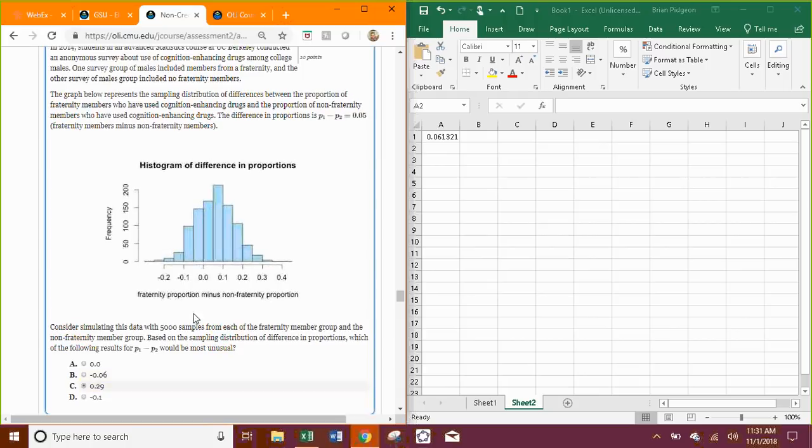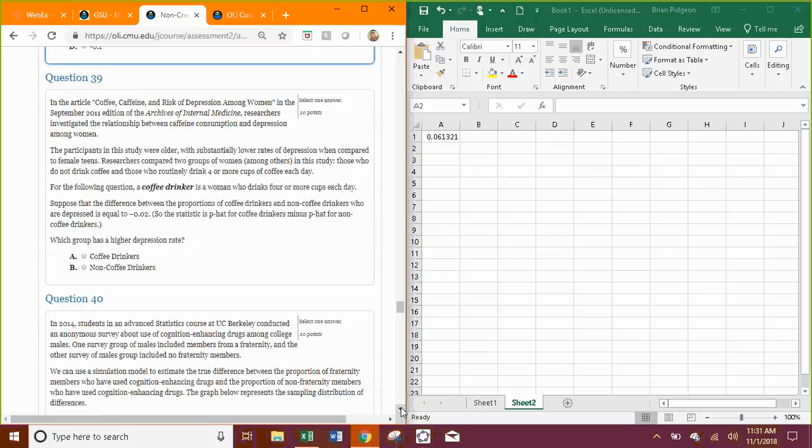Negative 0.1 is 0.15 away, but 0.29 is really far away. 0.29 is furthest away right here. That's 0.24 away. So we're just looking for which would be most unusual, the one that's furthest away from the mean.